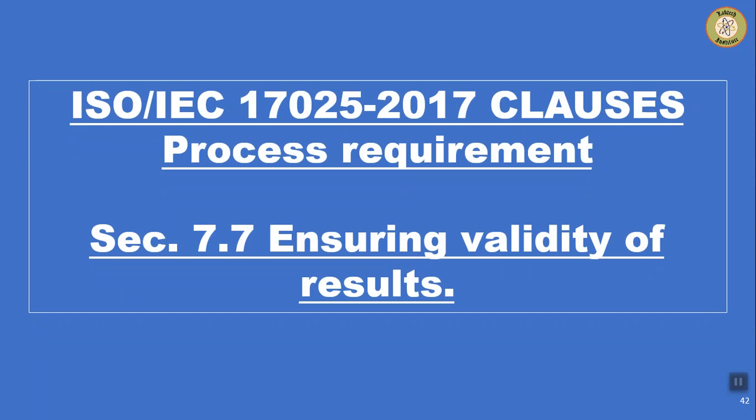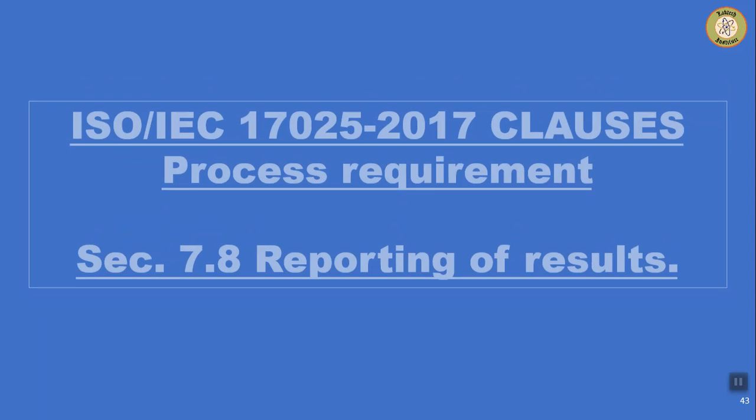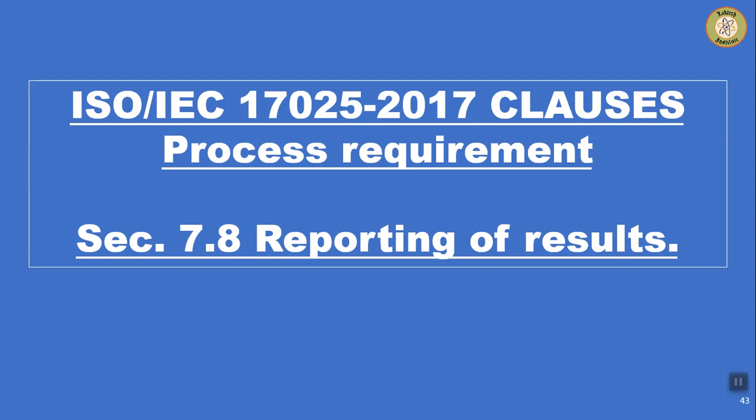Then ensuring validity of results. Here it is basically the quality control activity of the laboratory, how you are ensuring that the results you are producing are correct. Both internal comparisons and external comparisons with external agencies are involved in this. Then reporting of results is the most important output of the laboratory, that is, the report will speak finally. So this section is also a very long section. It is elaborated in deep detail.